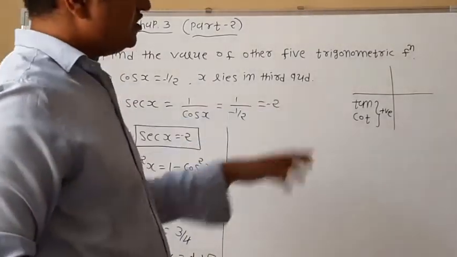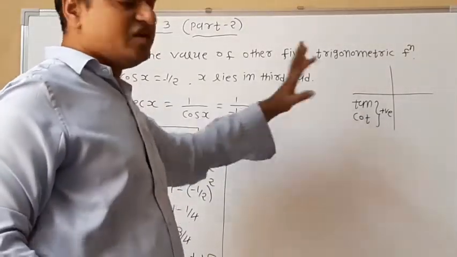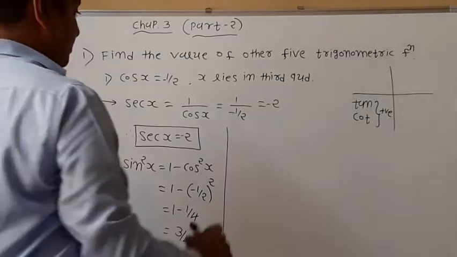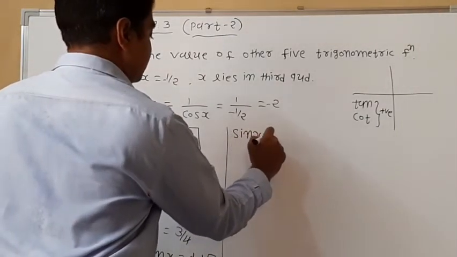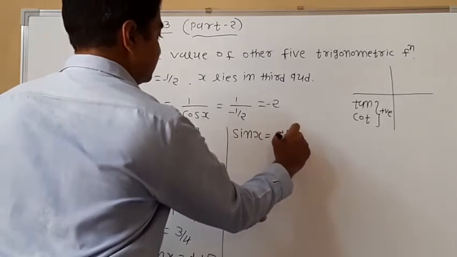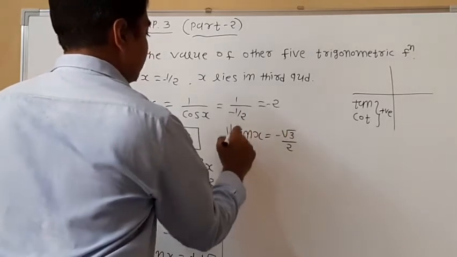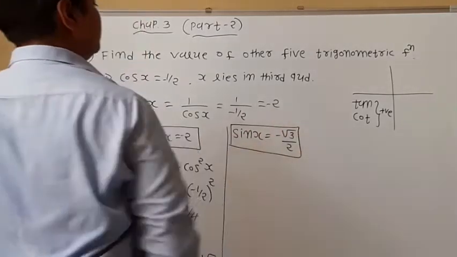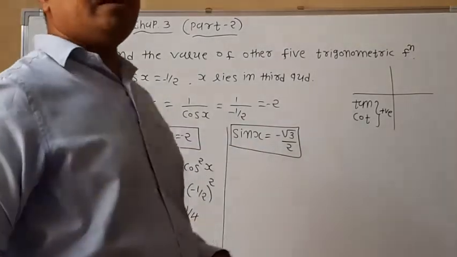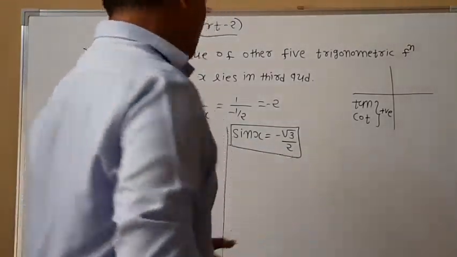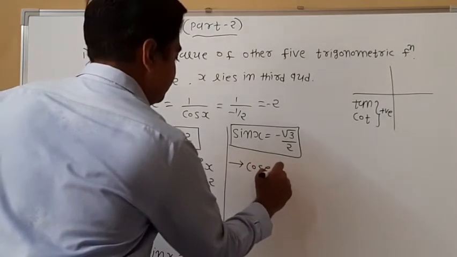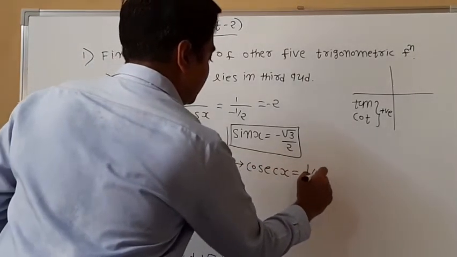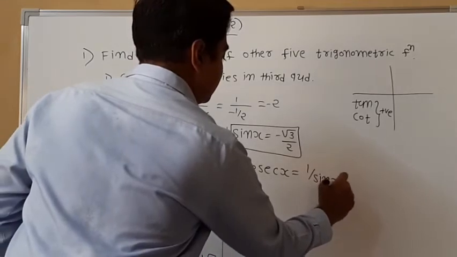The third quadrant is present, and in the third quadrant only tan is positive. Now sin is negative in the third quadrant, so here we write sin x is equal to the negative value only, because the third quadrant is present. Now using sin x, we find the value of cosec. So cosec x is equal to 1 upon sin x.